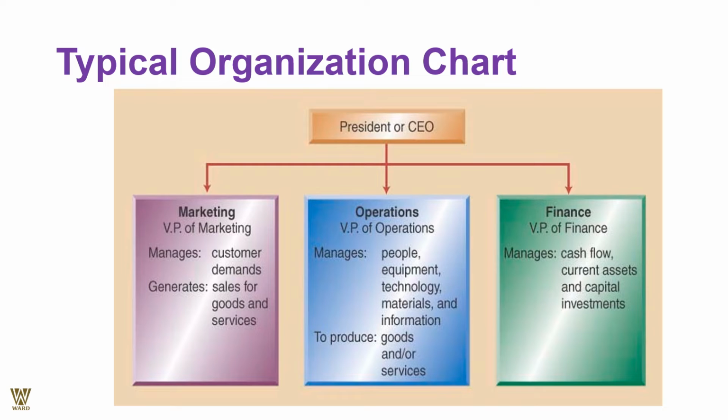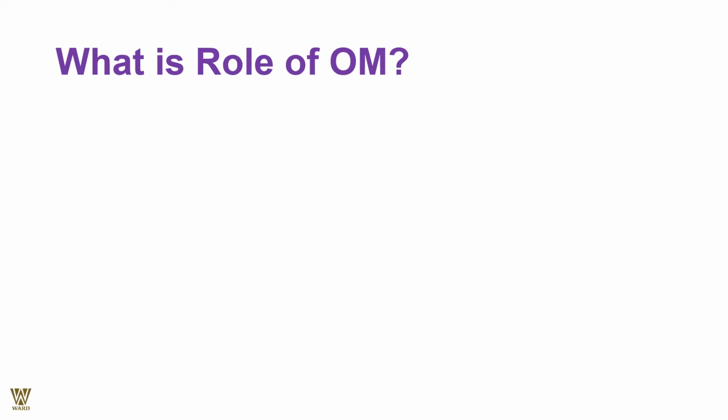The Vice President of Operation manages people, equipment, technology, material, and information. You look at it, it is the whole gamut of operation. Without people, without equipment, without technology, material, or information, nothing will work in a smooth fashion. So that is the importance of operations, the vice president of operation, to produce goods and to produce services.